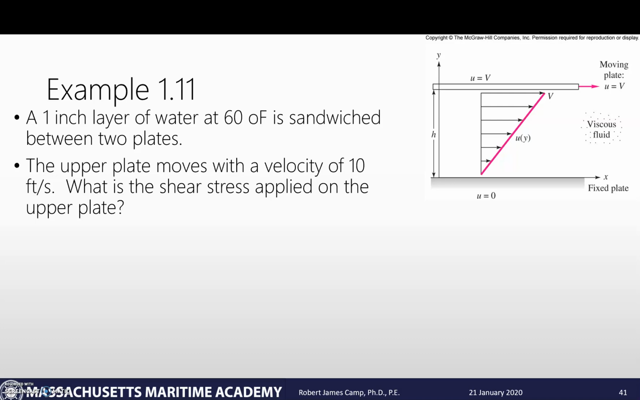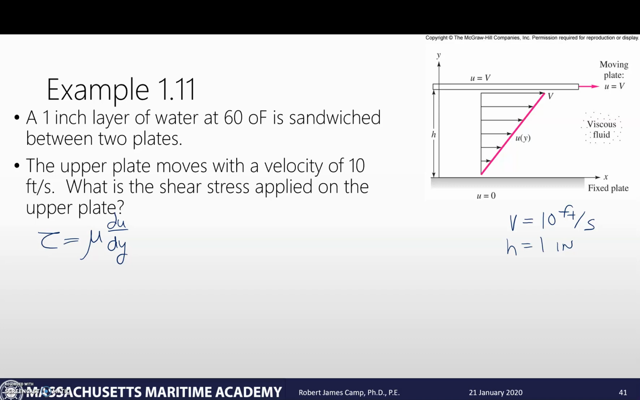So the first thing that we know is we have a velocity of 10 feet per second. We know that we have water at 60 degrees and we have a gap of 1 inch, and we'll call that h, our gap of 1 inch. We only really have one formula that relates shear stress to fluid, and that's tau is equal to the viscosity times du dy. So we're going to need that velocity, and we're going to need that viscosity, which we are going to have to go look up.